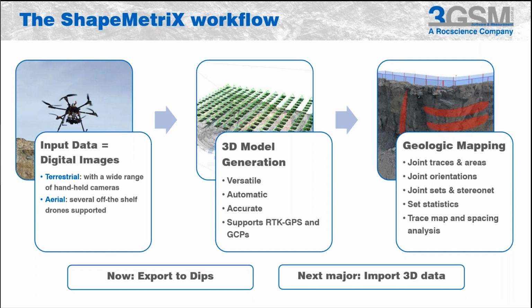And once you have gone through the model generation process, you go into the geological mapping tool, which is the analyst. And this tool allows you to define traces and areas of daylighting joints, to measure in joint orientations, determine joint sets, make some stereo net analysis, and determine certain kinds of statistics.